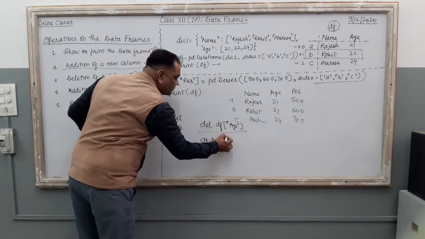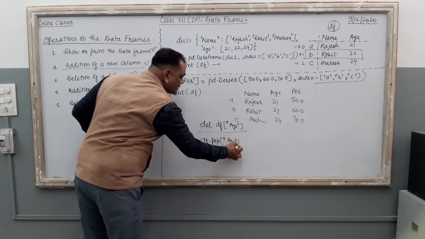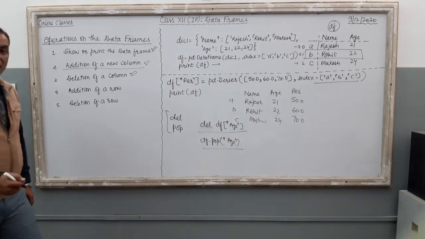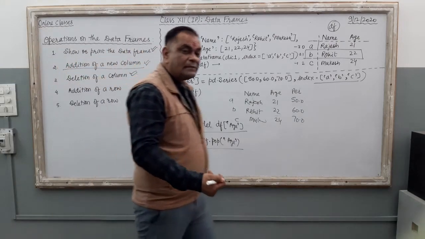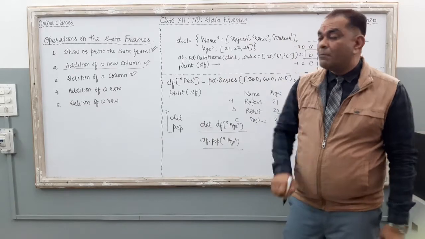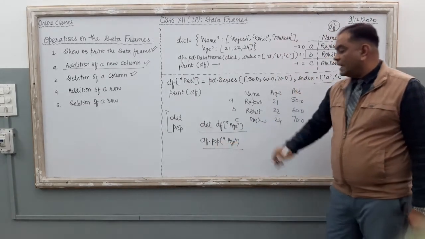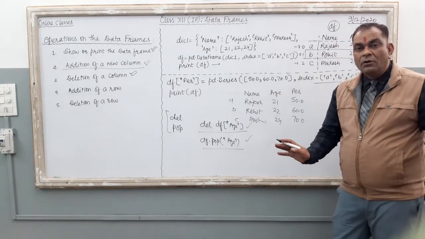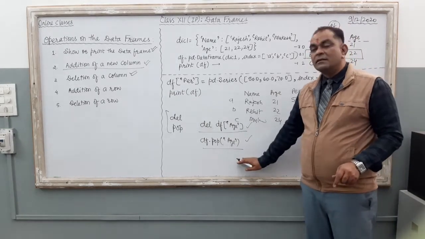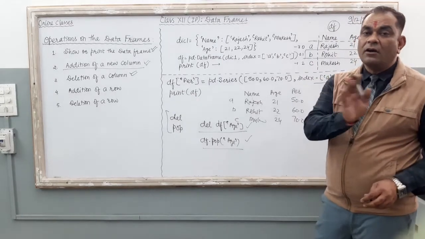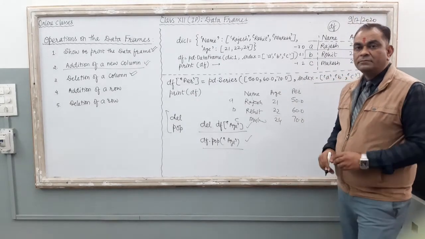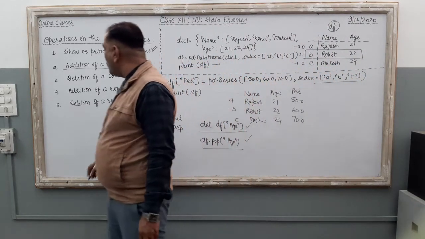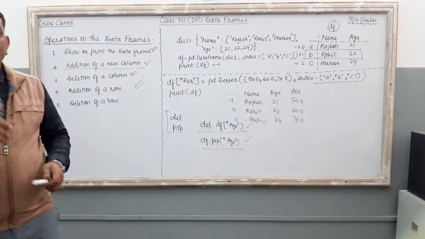Here with pop, you just use the column name, age, like this. df.pop is a function, so you have to attach this function with your data frame by using the dot operator: df.pop and then age. You can use any command out of these two, there is no difference, both the commands are related with column deletion only. Done.